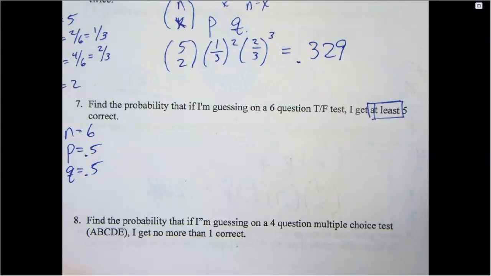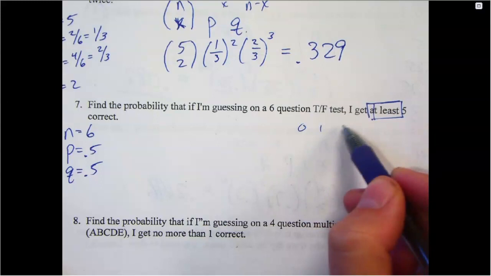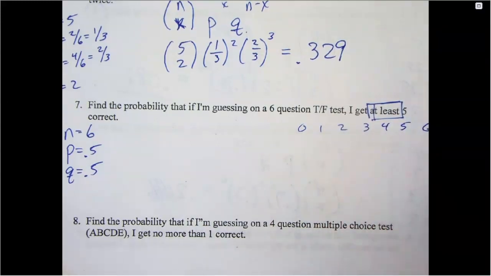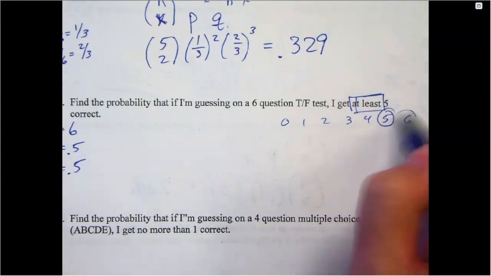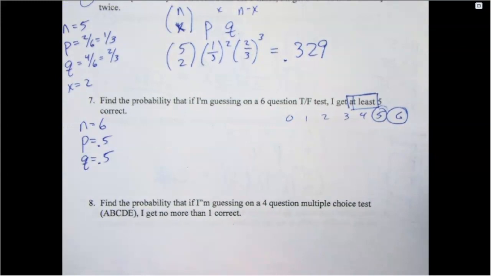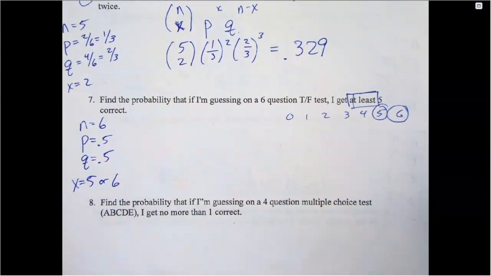What helps me is to write out the possibilities. There are 6 questions. I could get 0, 1, 2, 3, 4, 5, or 6 correct. Well, at least 5 is both of those. So what you have to do is run it twice. Do it once with the 5, once with 6, and then add them up.